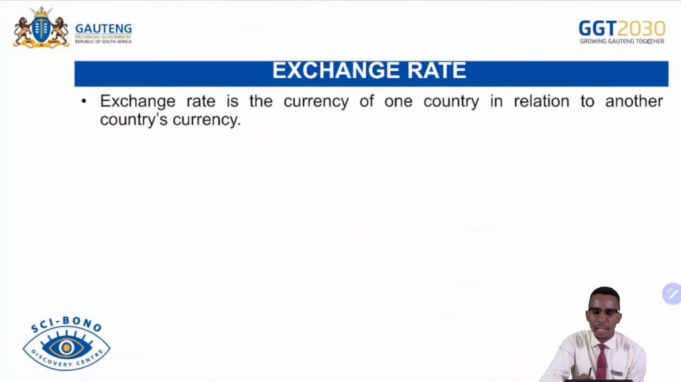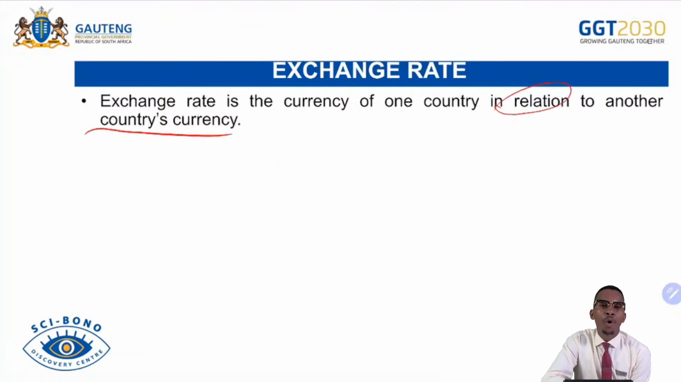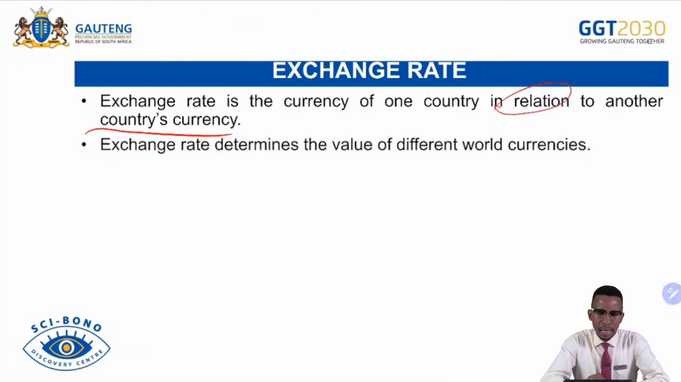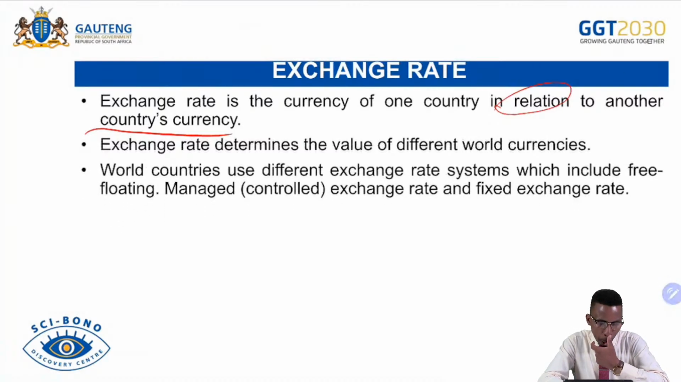So the exchange rate is the currency of one country in relation to another country's currency. Here we compare different world currencies. We can compare the South African rand to the US dollar, the US dollar to the rand, the South African rand to the British pound, etc. Exchange rate determines the value of different world currencies. So if we deal with exchange rate, that's how we discover the value of different world currencies as they are compared to one another.